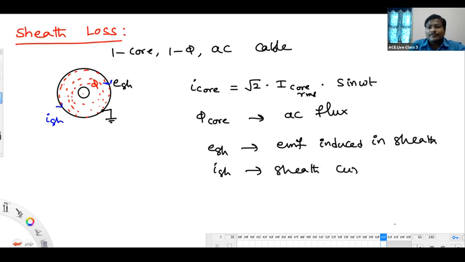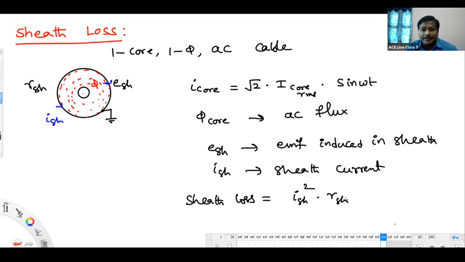Sheath loss is nothing but simply the sheath current squared multiplied with the sheath resistance. Sheath loss equals sheath current square into sheath resistance. Right? That's the loss.